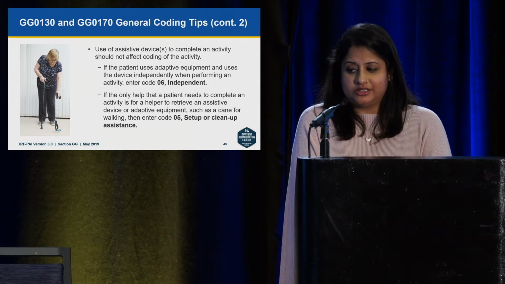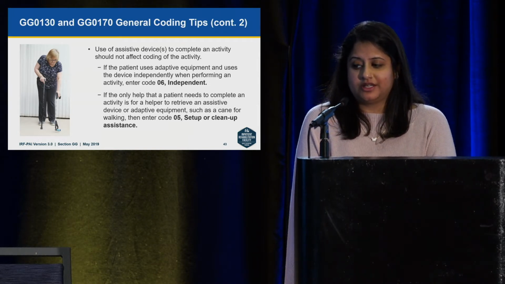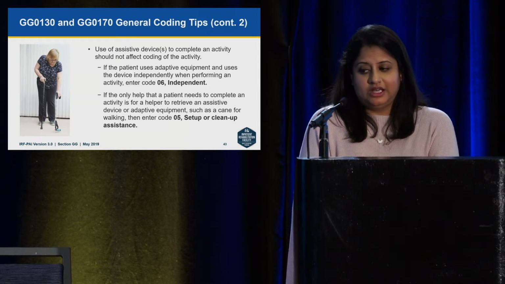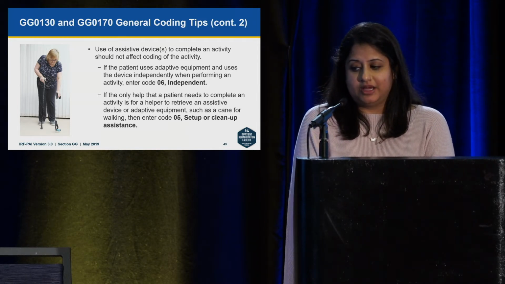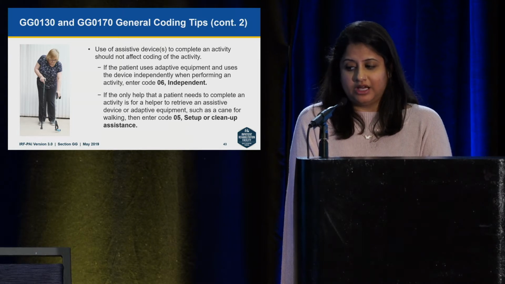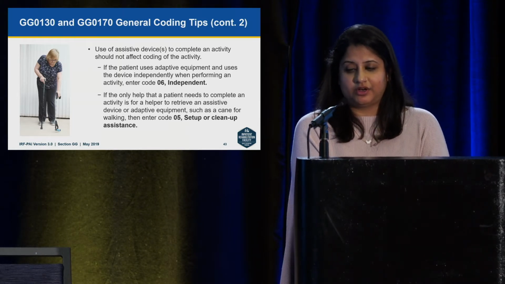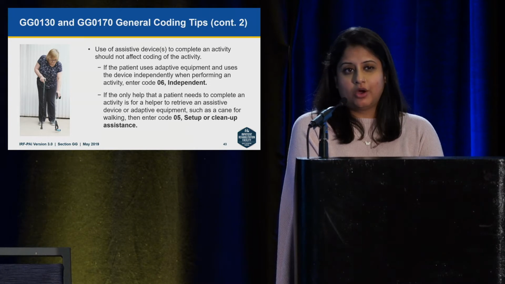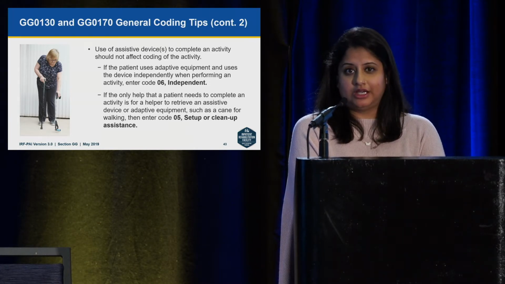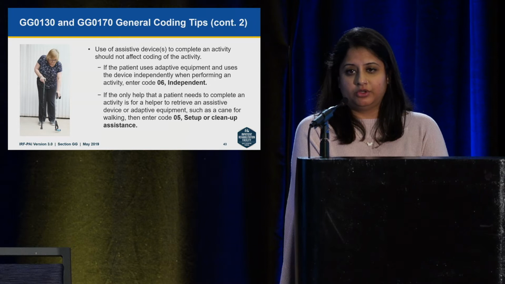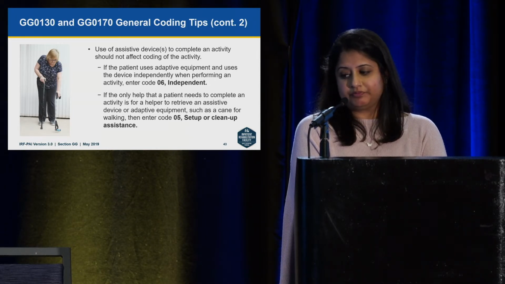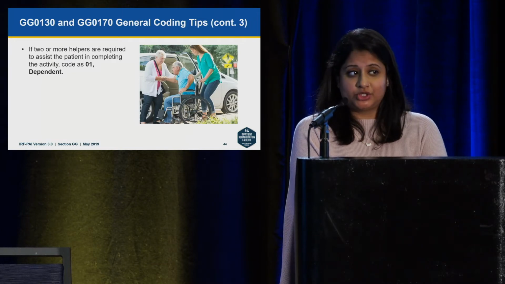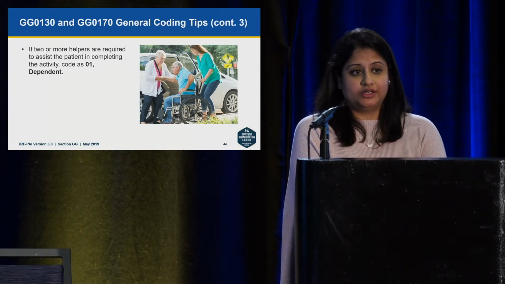So if a patient uses adaptive equipment and uses the device independently when performing the activity, they can be coded 06 independent. And if the only help a patient needs to complete an activity is for a helper to retrieve an assistive device or adaptive equipment, such as a cane for walking, then you would code this scenario 05 setup or cleanup assistance. Anytime 2 or more helpers are required, that's an immediate indicator that the activity would be coded 01 dependent.